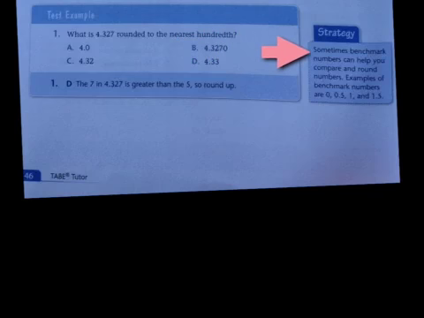So it says sometimes benchmark numbers can help you to compare and round numbers. Example benchmark numbers are 0, 0.5, 1, and 1.5. I hope this helped you to explain this. If not, you can always email me or send me a message on Instant Messenger.